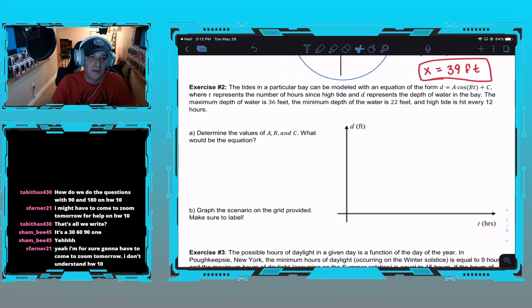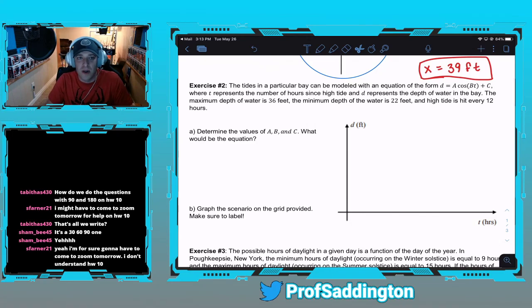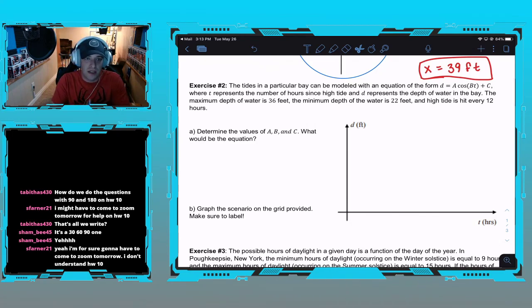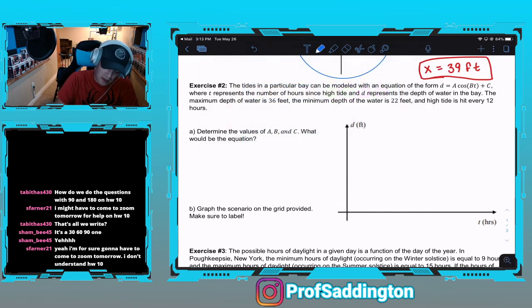like Janish or something. So in exercise number 2, it says determine the values of A, B, and C. And then we would have to just state the equation. So A stood for the amplitude.